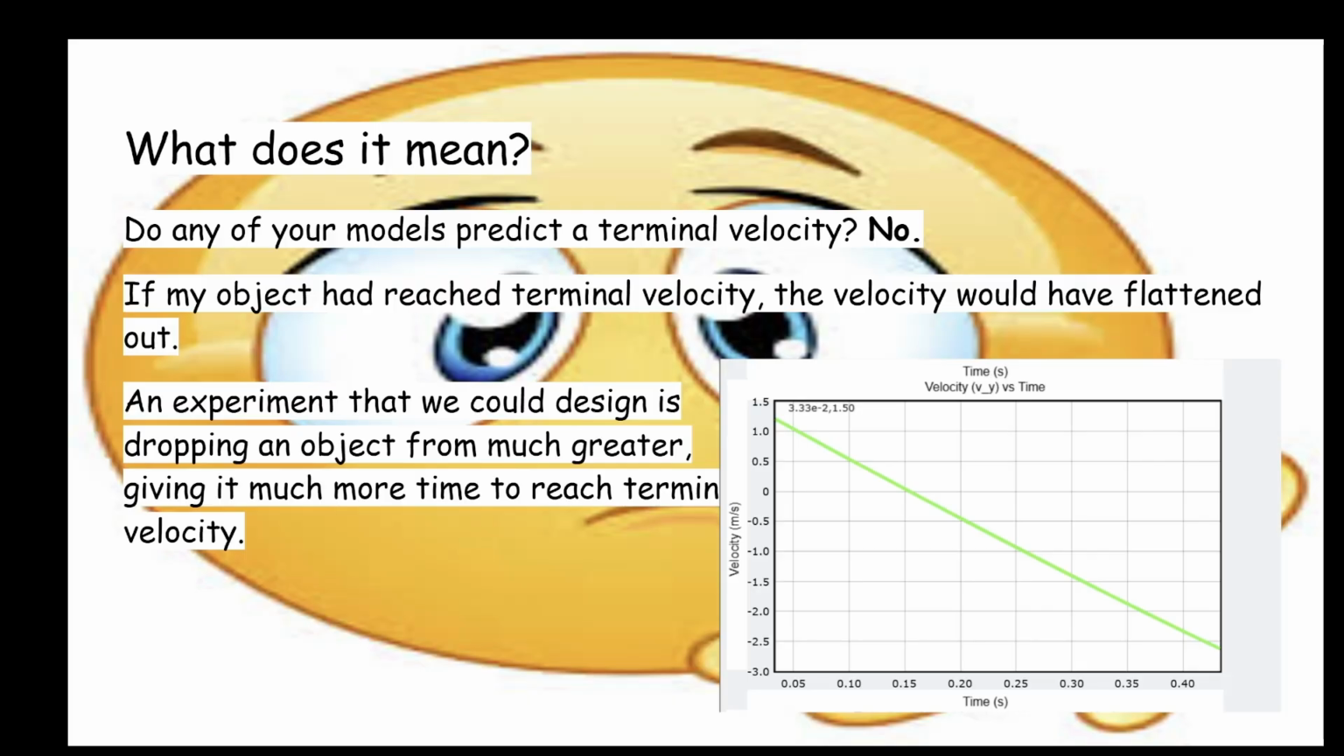So what does this mean? Do any of our models predict the terminal velocity? No. This is because if my object had reached terminal velocity, the velocity would have flattened out, but it didn't. Obviously, there's a slope. And an experiment that we could design is dropping the object off a much greater building, something really tall, and giving it more time to reach terminal velocity.